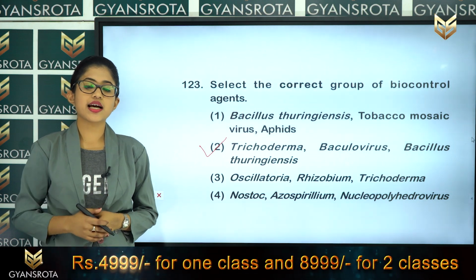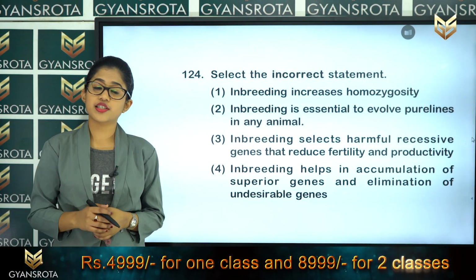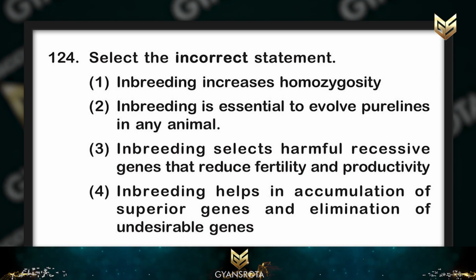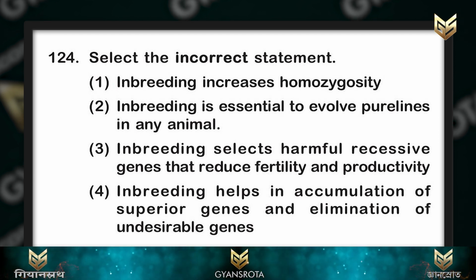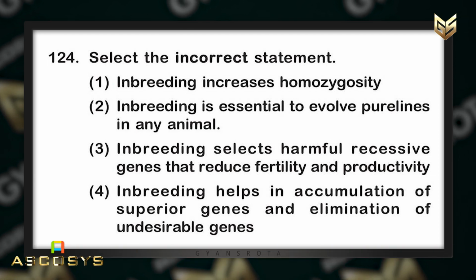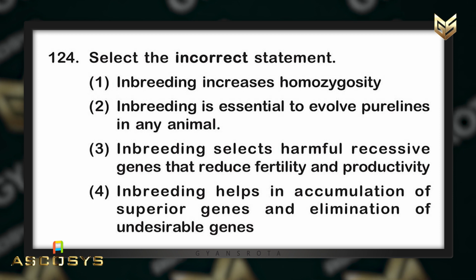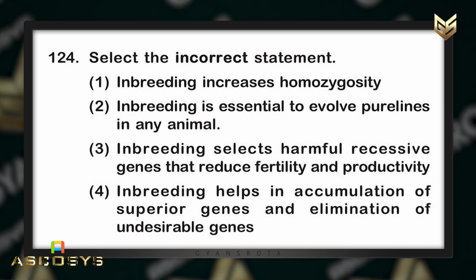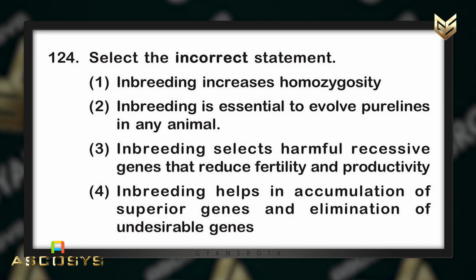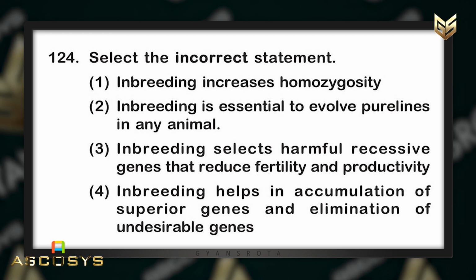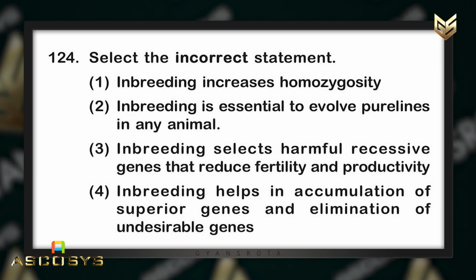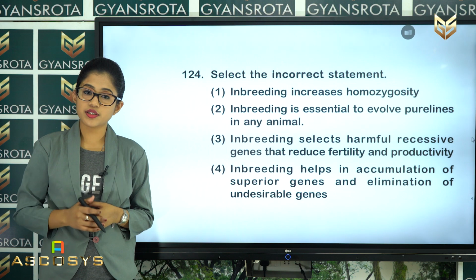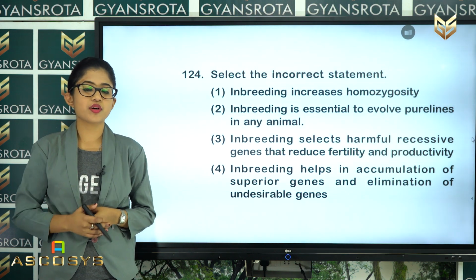Alright. Now, let us see another question. In this question number 124, select the incorrect statement. The first statement, that inbreeding increases homozygosity, that is the correct statement. Inbreeding is essential to evolve pure lines in any animals. Inbreeding selects harmful recessive genes that reduce fertility and productivity. Fourth option is inbreeding helps in accumulation of superior genes and elimination of undesirable genes. We have discussed this from the chapter Strategies for Enhancement in Food Production.